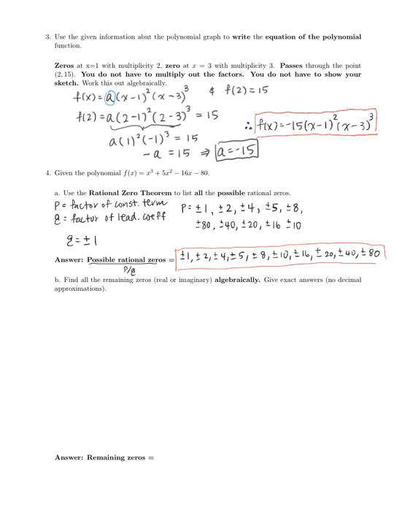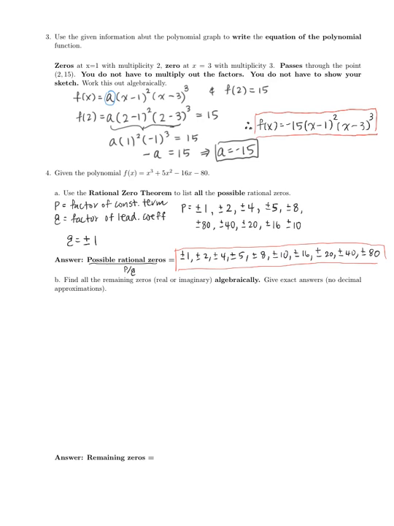Okay, so let's look at part B. Find all the remaining zeros, real or imaginary, algebraically. Give exact answers, no decimal approximations. So in this case, the best bet is this. You have your calculator. So first, try to find a zero of that polynomial f of x.